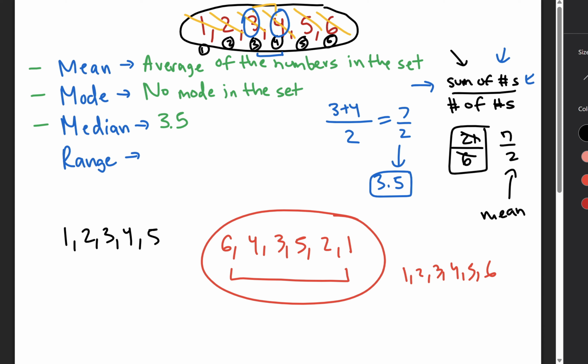Now, sometimes you also have an odd number of numbers, in which case it's a lot easier. For example, if I just had 1, 2, 3, 4, 5, all you would have to do is cross out a number on each side until you're left with the middle number, which is 3. Once again, you start off in sequential order.